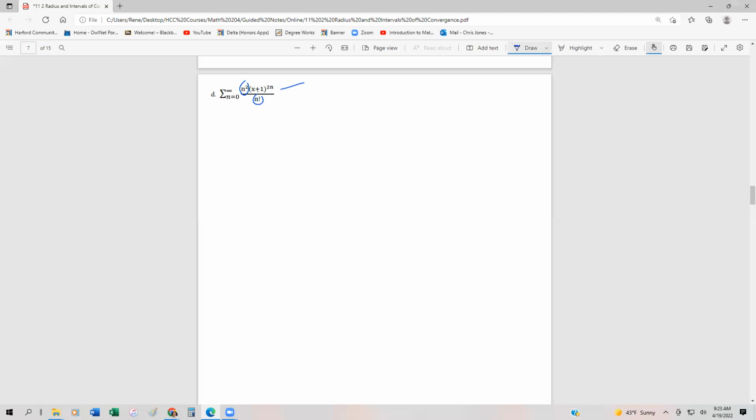So what this means for this one is we have to use the ratio test to be able to determine the interval and radius of convergence, right? So remember, the ratio test says that we're going to take the limit as n approaches infinity of the absolute value of a sub n plus 1 divided by a sub n. And if that's equal to some real value L, and L is less than 1, then it converges.